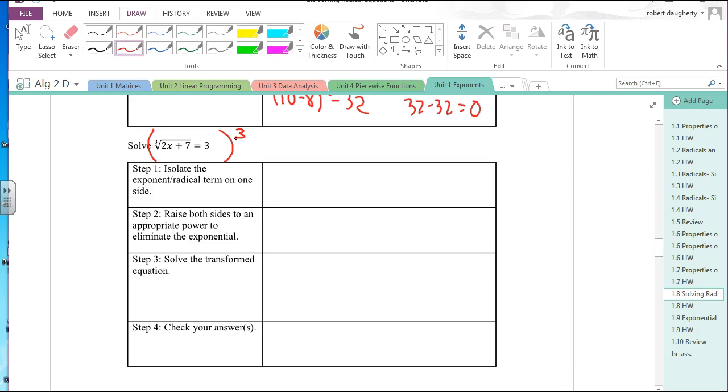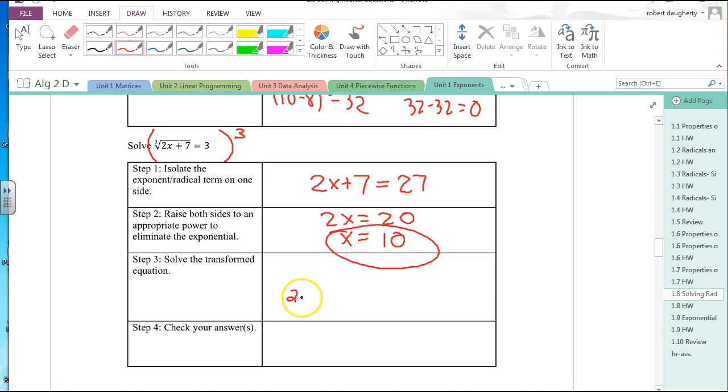So once I've got the expression that's in this cube root on one side, then I can cube both sides. What do I get on the left? 2x + 7. That was by design. What do I get on the right? Yeah, 3 cubed, which is 27. So then I get 2x is equal to 20, so x is equal to 10, just like the last problem. Okay? And if I want to check that answer, so let's check 10. So what is 2 times 10 plus 7?